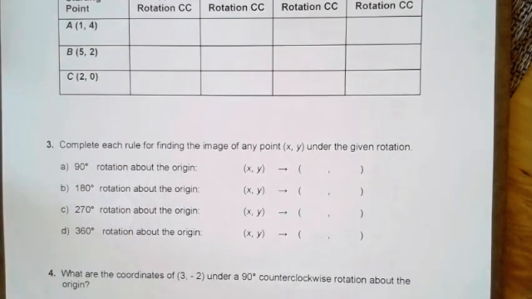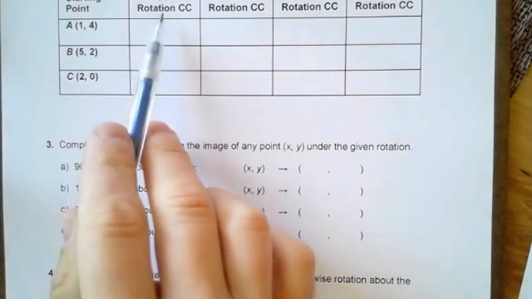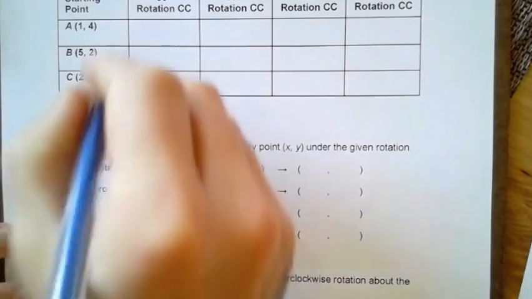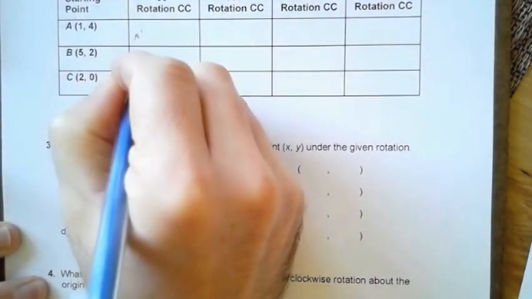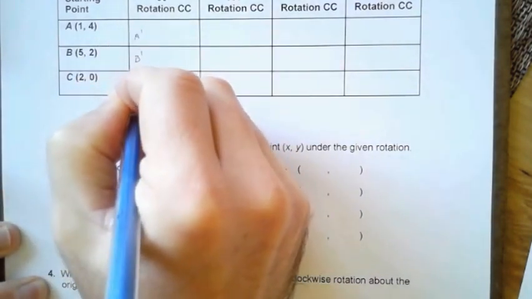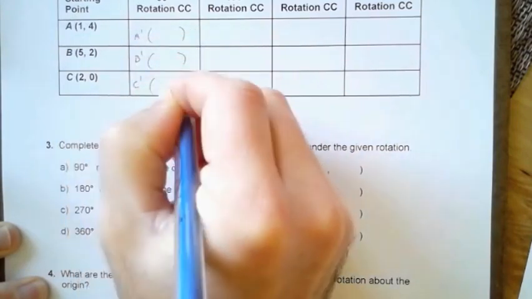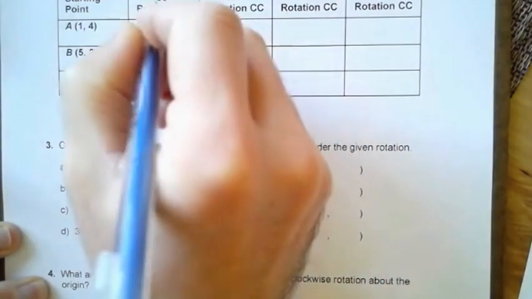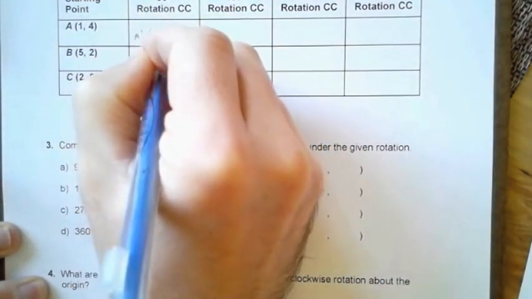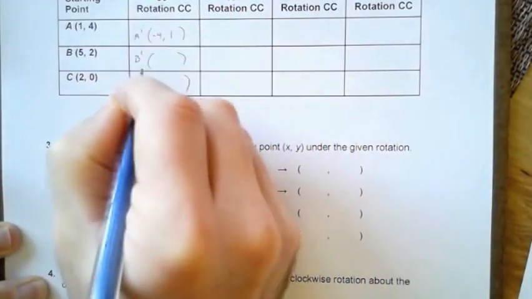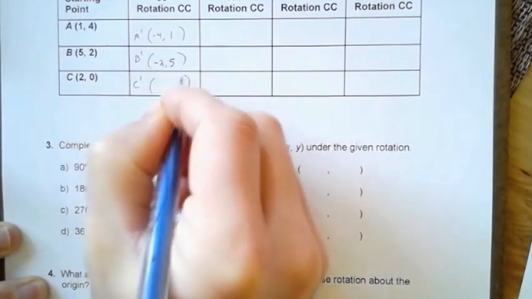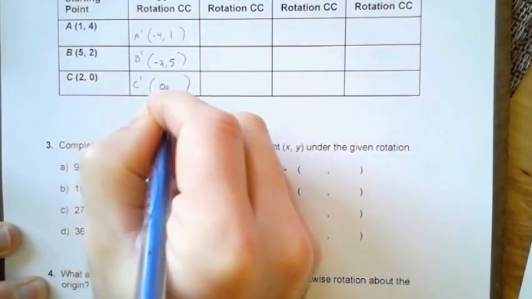For their rotation image points, let's see what happened under a 90-degree rotation, which again is counterclockwise. A prime, B prime, C prime were those points under a 90-degree rotation. And A was located at -4, 1. B was located at -2, 5. And C was located at 0, 2.